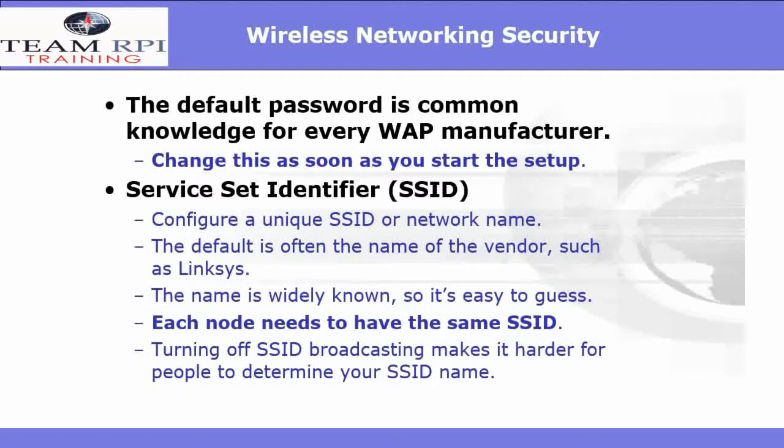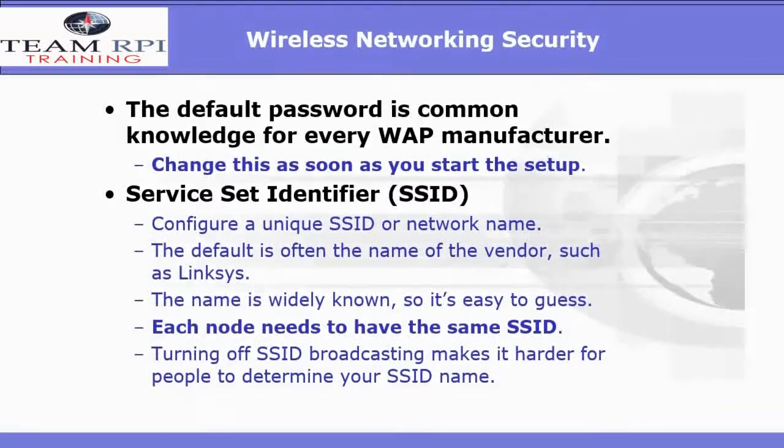Next is the Service Set Identifier, or the SSID. This is what's used to give your network its unique name. Again, all commercial wireless access points come with the same default SSID. So, just like with your password, as soon as you start through the setup program, you should change this immediately. Another option that you have is turning off the SSID broadcast. This makes it harder for people that you don't want on the network to find your wireless network.